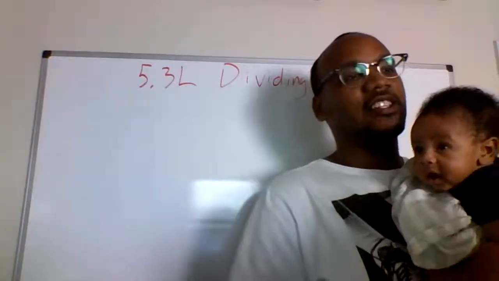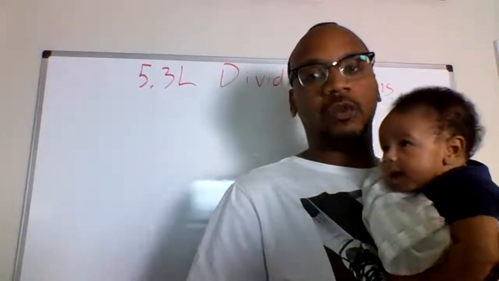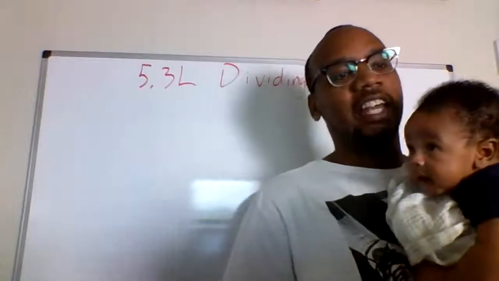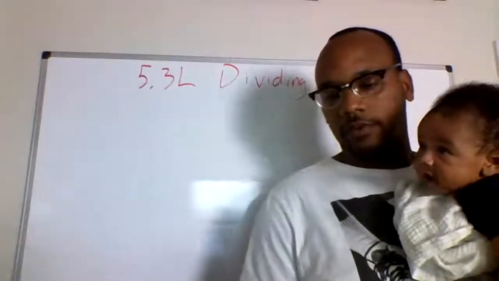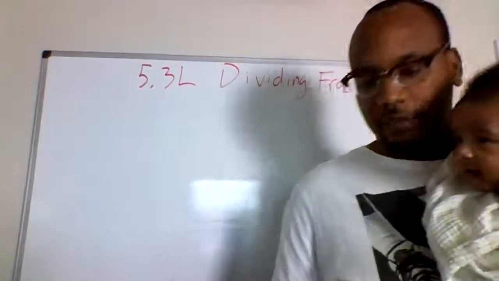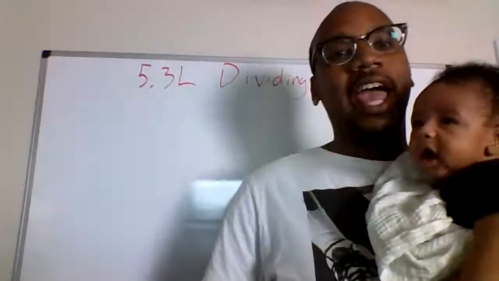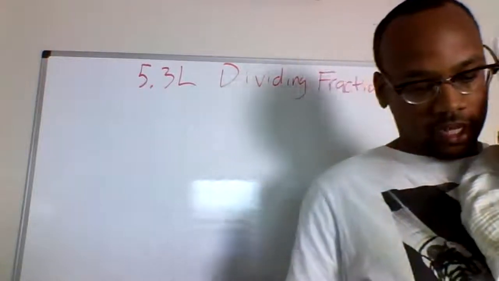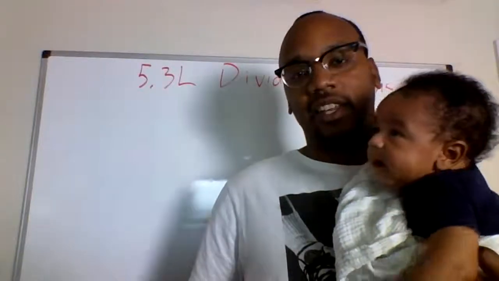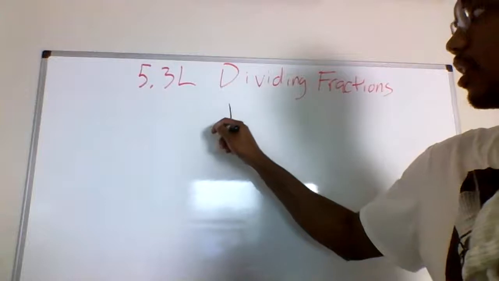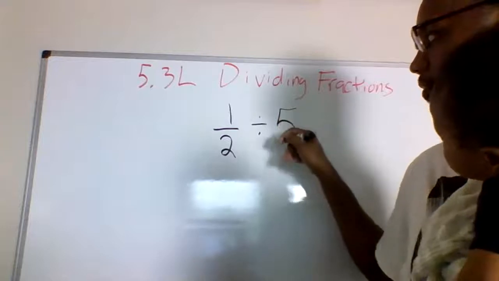The first problem says Sue has 1/2 gallon of milk. She divides the milk equally into 5 glasses. How much milk is in each glass? I know it's a division problem because it starts with the total. The total milk she had was 1/2 gallon. It says she divides the milk equally into 5 glasses. So that lets me know the problem is 1/2 divided by 5.